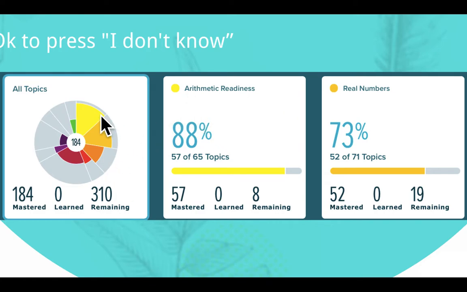You can see in this particular pie slice they've mastered 57, so the pie slice is almost there, and they only have 8 left to go. That's the gray part right here. They've mastered 57. They haven't learned any because they haven't started working on ALEKS yet in this particular one. Here, they've mastered 52. They haven't started learning any yet, and they've got 19 to go.